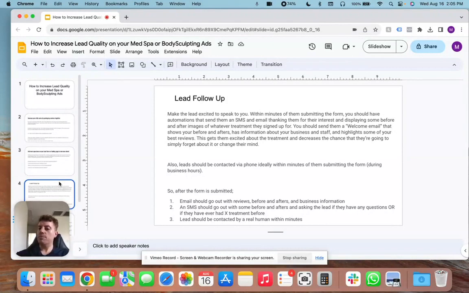The text message should ask them a question at the end to prompt a response. So, hey, have you ever had body sculpting before? Or which were you interested in, Botox or PRP injections? Just something to get them to respond. That should be going out automated, within minutes. But then you should be contacting them by phone too, calling them. And again, just building up that relationship with them, answering any questions that they might have, so they, again, can trust you, and you can make them comfortable, answer all their questions, and then move on to the next step.